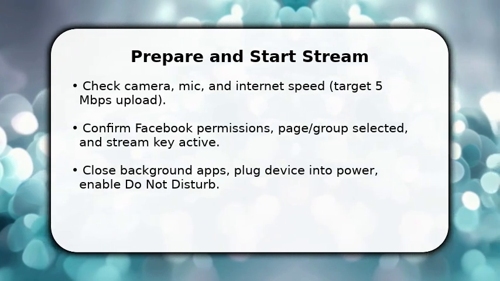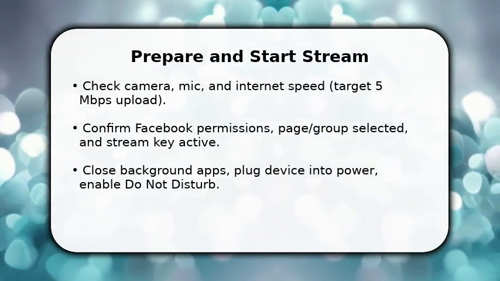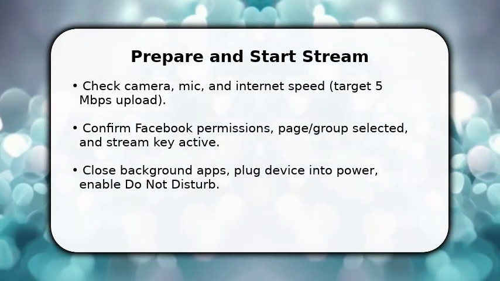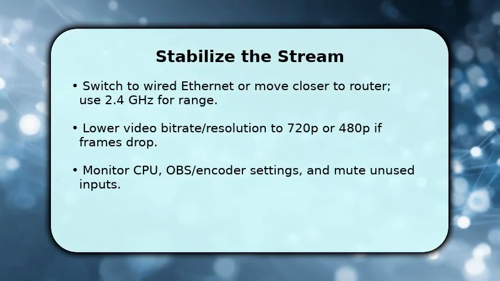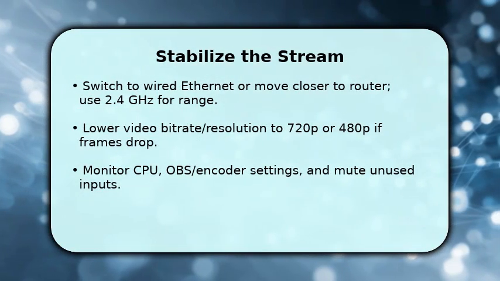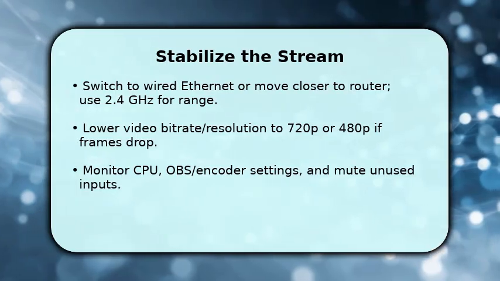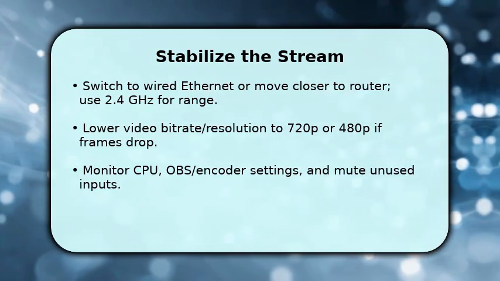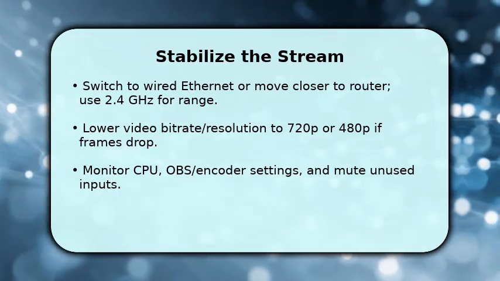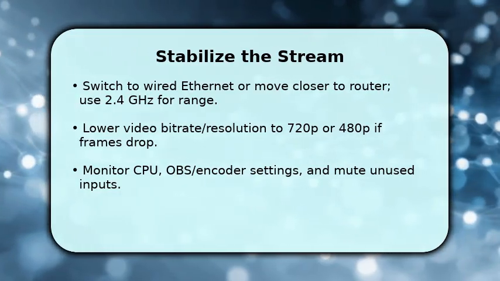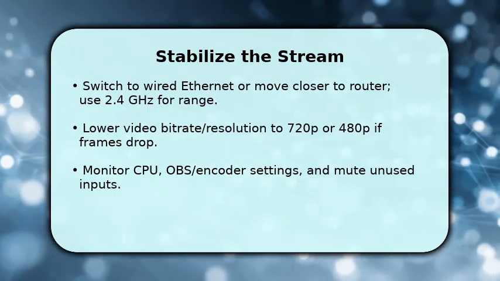Once the preview looks acceptable, you stabilize settings to prevent interruptions. If possible, switch to wired Ethernet. If not, move closer to the router or use 4 GHz for better range. Reduce video bitrate or resolution to 720p or 480p when you see dropped frames. Lower bitrates relieve congested networks.